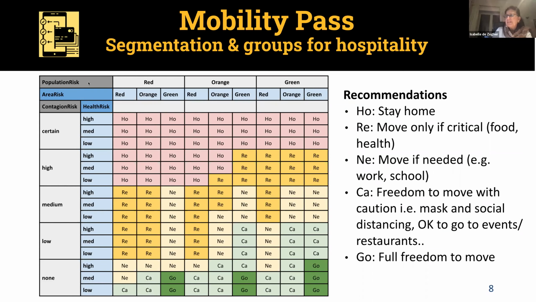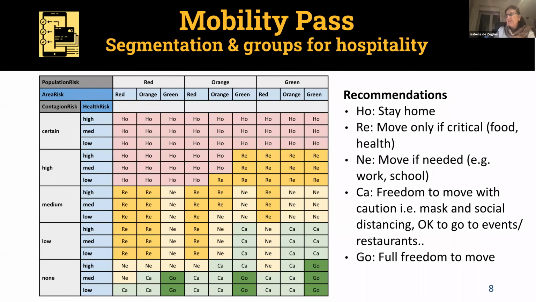So your population information at the country level could be red, orange, or green, but the more specific area where you want to go can itself be red, orange, or green. It's not a one-size-fits-all. So that's population information. And then you also have individual information like the contagion risk and the health risk. And based on those different elements, we can derive groups. By the way, this matrix is completely fake. It's given as an example.